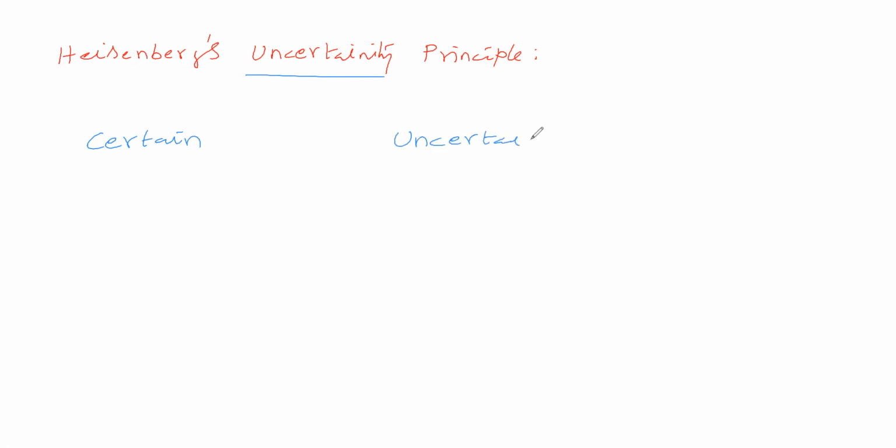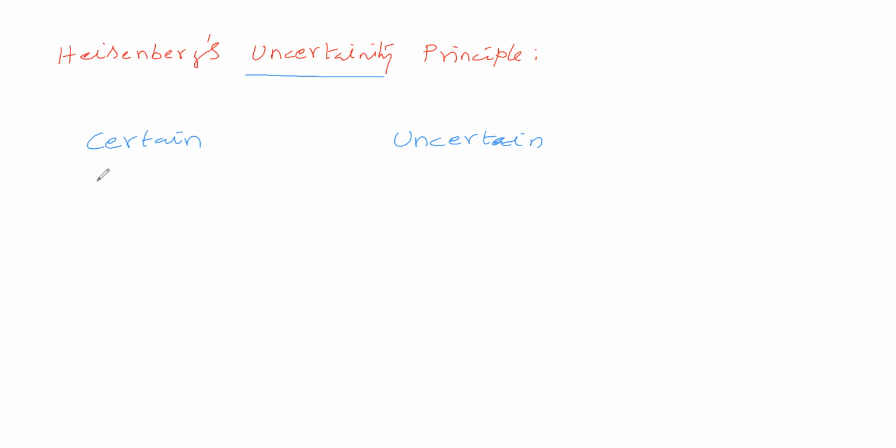Next we are going for Heisenberg's uncertainty principle. In this principle, first we will see the word called uncertainty. First we will see what is certain and what is uncertain. These two words we will see.